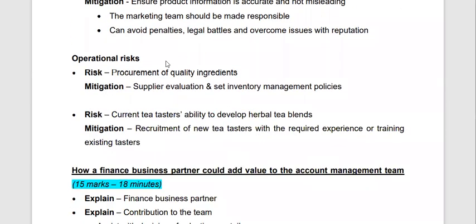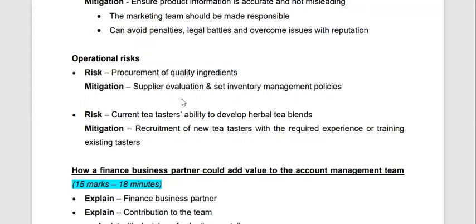Then I'm moving on to the operational risks. Risk of procurement of quality ingredients. So if we are going ahead with this initiative, we need different types of fruit, because these are flavor infused teas. So we need access to different types of high quality fruit ingredients. So procurement of quality ingredients might not be achievable. So that's a risk. How can we mitigate this risk?